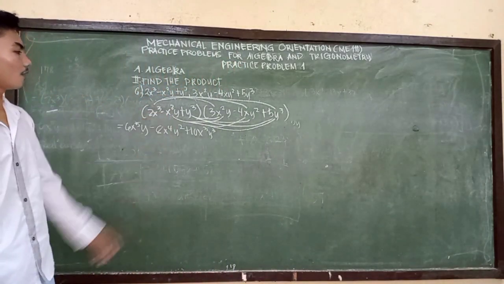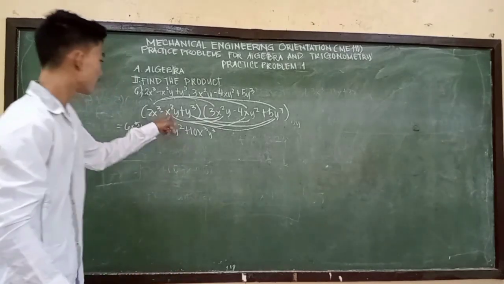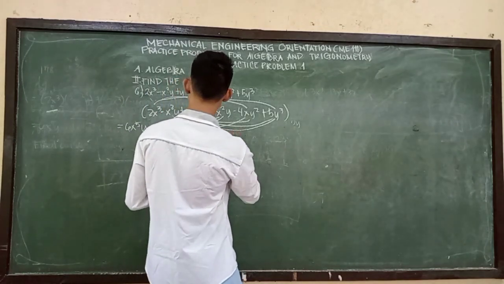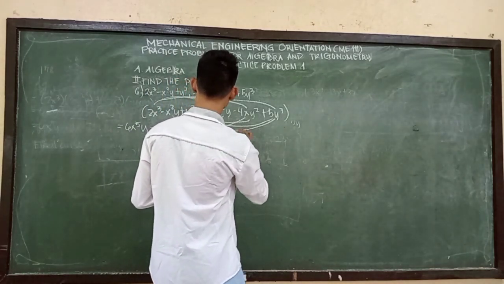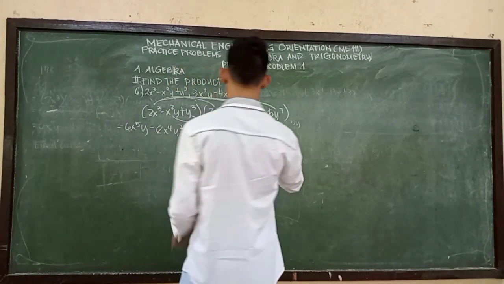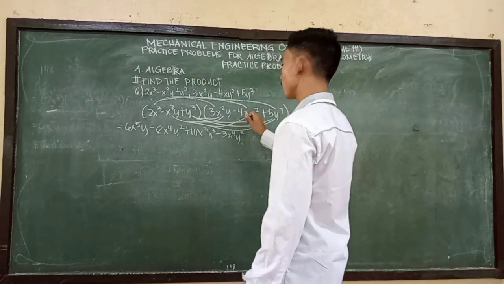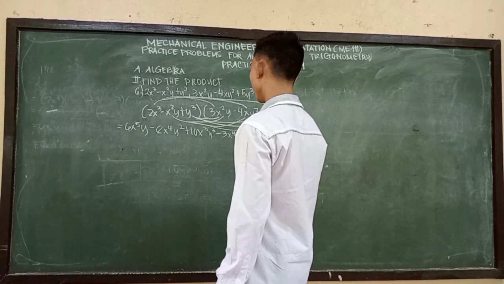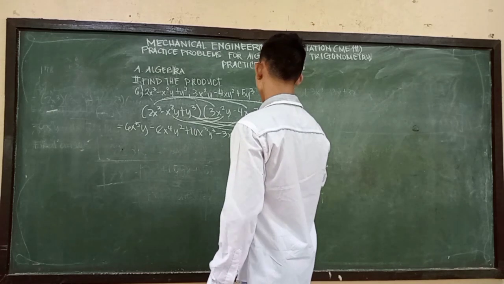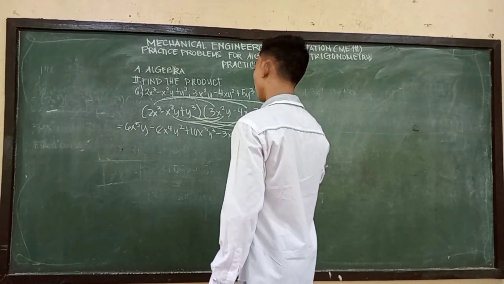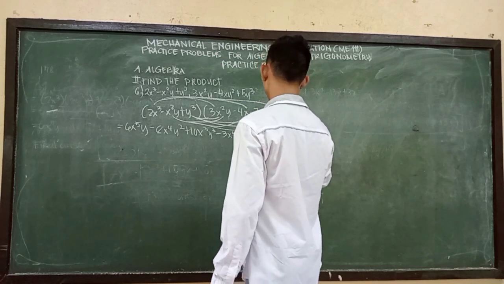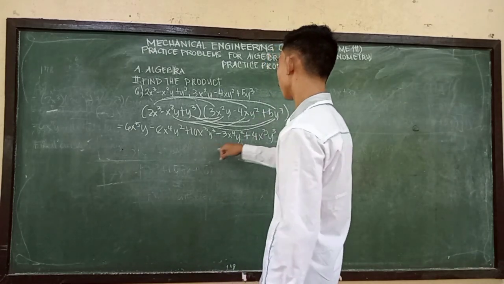Now we will distribute this negative x squared y with each term in this equation. So negative x squared y times 3x squared y will give us negative 3x to the fourth y squared. Negative x squared y times negative 4x y squared will give us positive 4x cubed y cubed.